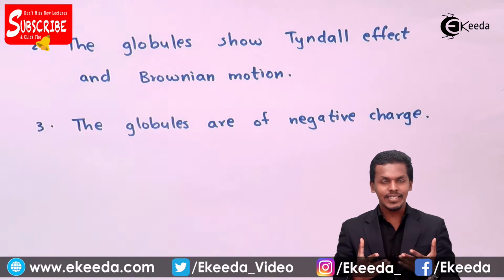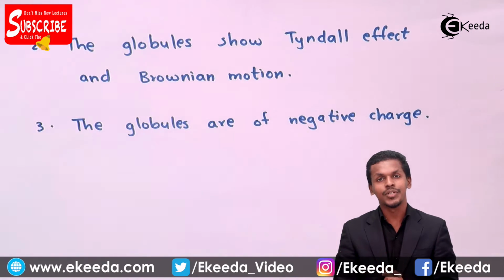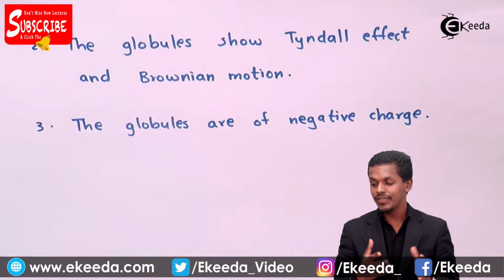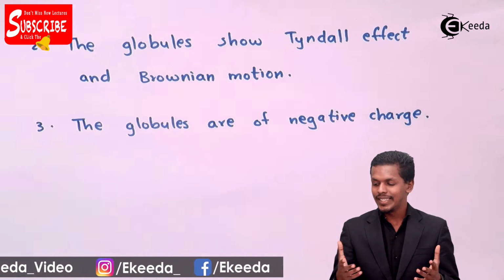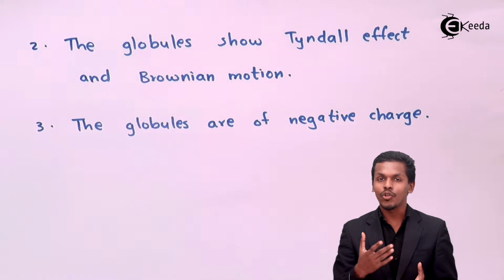The globules, that is the dispersed phase in the emulsion, carry a negative charge. So this is the third point that I was talking about. And now talking about the fourth point.